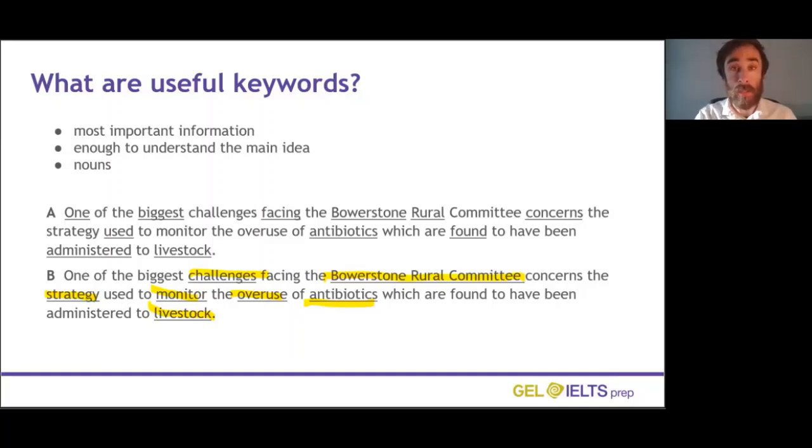So as well as being a complete noun phrase, Bowerston Rural Committee is also a proper noun. We know it's a proper noun because it starts with capital letters, B, R, and C. Proper nouns are very useful things to identify as keywords because they don't change form. They're always the same and they don't have synonyms, generally speaking. And also those capital letters are often easy to identify in the text. Can we think of some more examples of proper nouns?